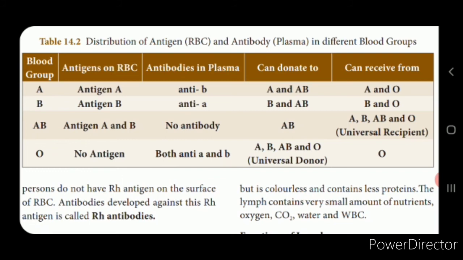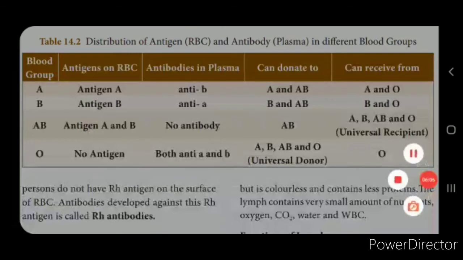Now, when you talk about the O group individual, the antigens A and B are absent on the surface of the red blood corpuscles, while they consist of both the antibodies A and B. So, this is how it is divided. Now, the person with the AB blood group is called the universal receptor, in the sense they can receive blood from any blood group. And the O blood group is called the universal donor because they can donate to a person with any blood group.